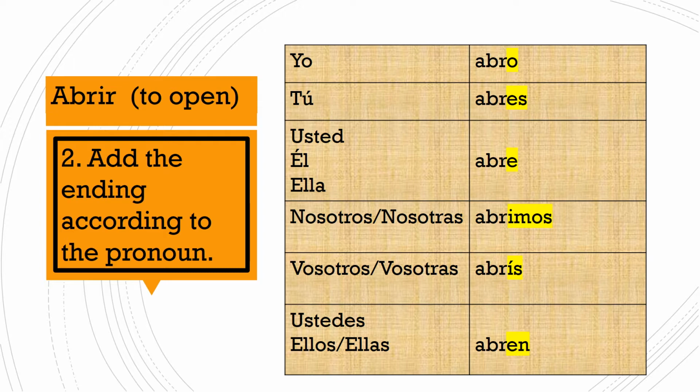If you compare the endings for the IR verbs with the ER verbs, you are going to notice that almost all the endings are equal except for the nosotros and vosotros forms. So we have to be careful with that, checking twice if the verb ends in ER or IR.